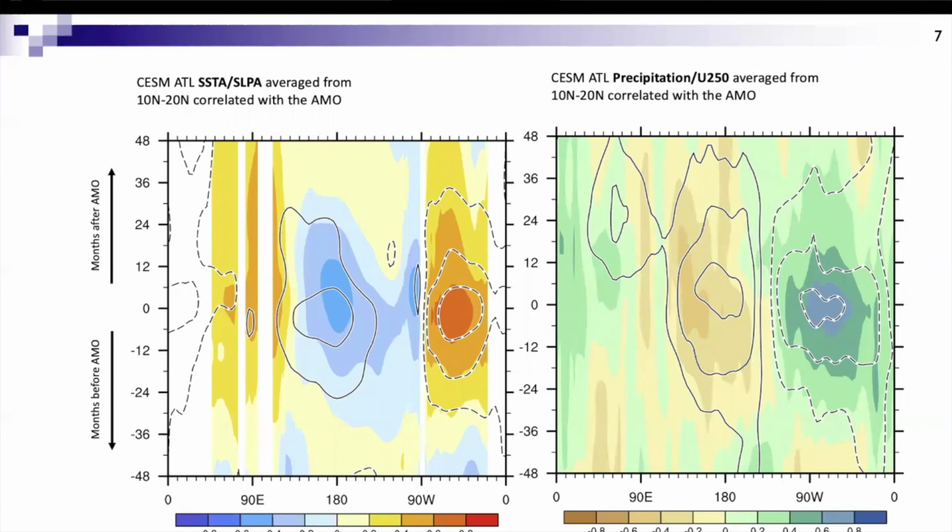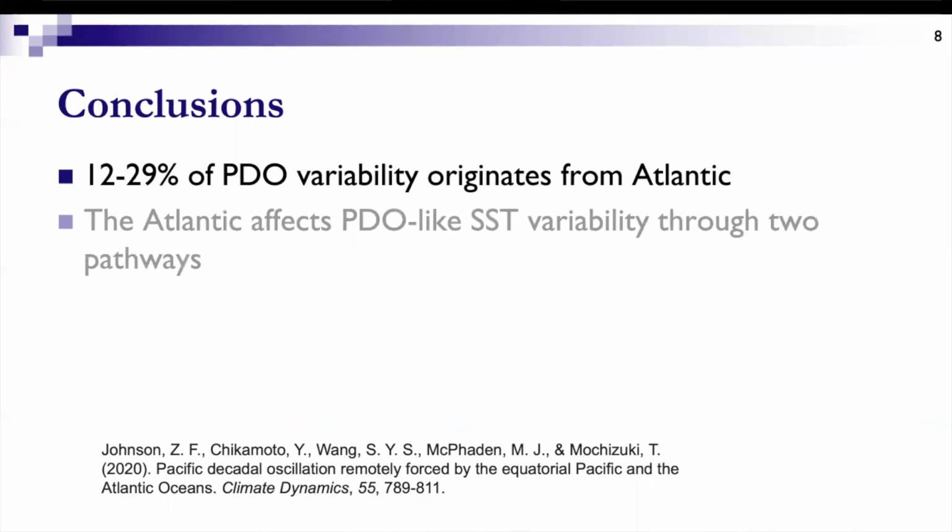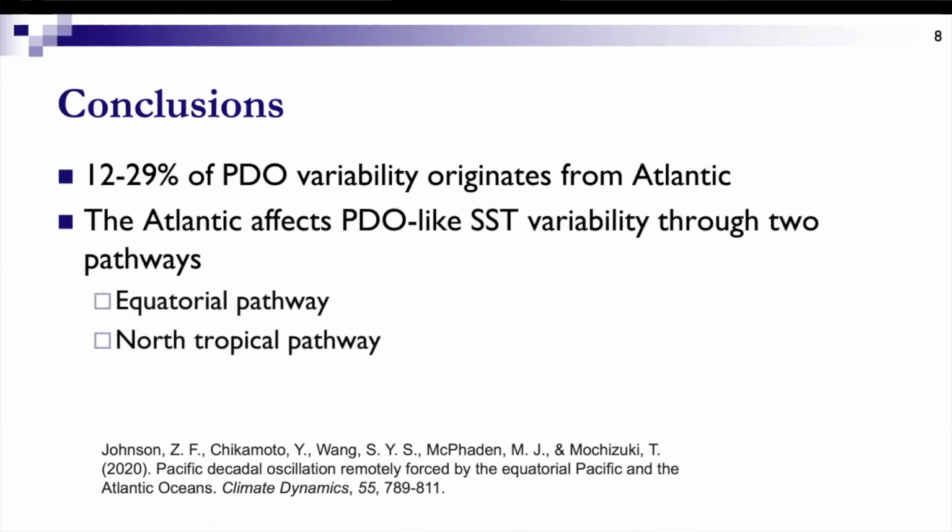We find that 12 to 29% of PDO variability originates from the Atlantic, and this occurs through 2 pathways: the equatorial pathway and the North Tropical pathway. These results are published in a recent paper in Climate Dynamics.